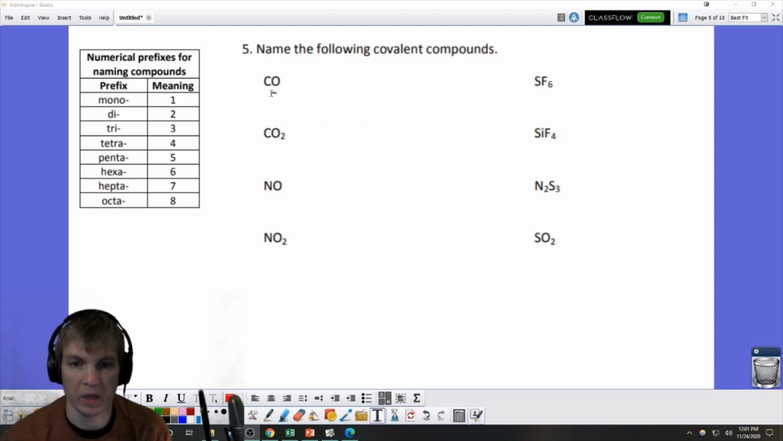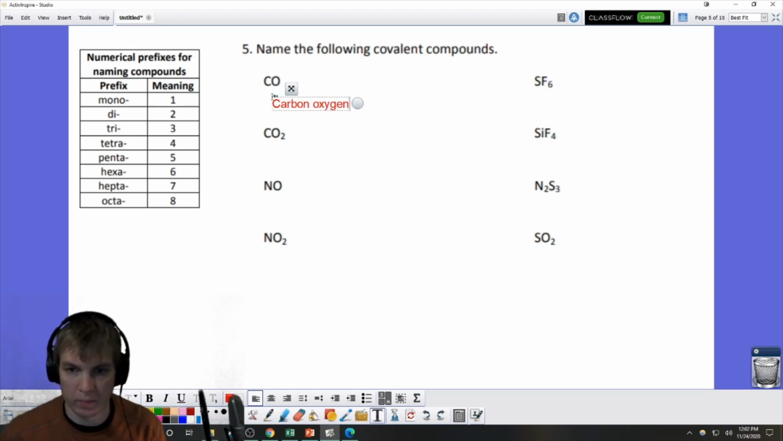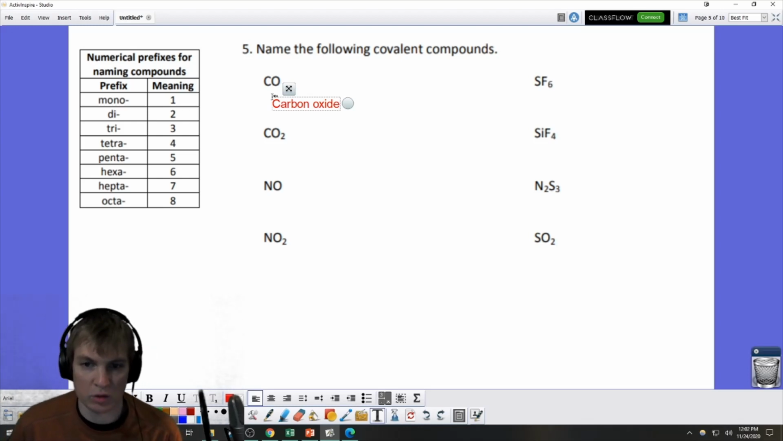Okay, so beginning with CO. We know that C is carbon, and we know that O is oxygen. Okay, but remember we have to change the ending of the second element or the last element to oxide. We have to replace the ending with "ide." And that's true not only for covalent compounds, but also ionic compounds. But the difference for covalent compounds is that we have to also add the prefix for the elements.